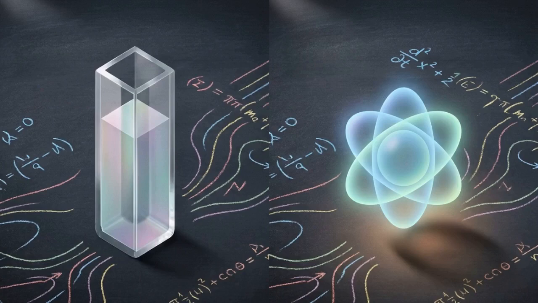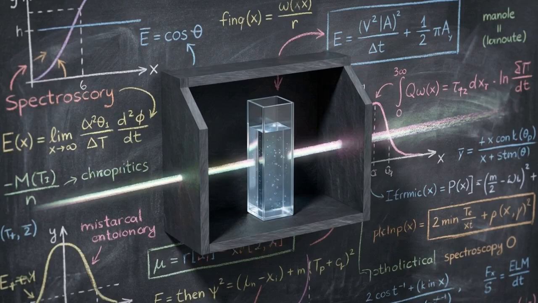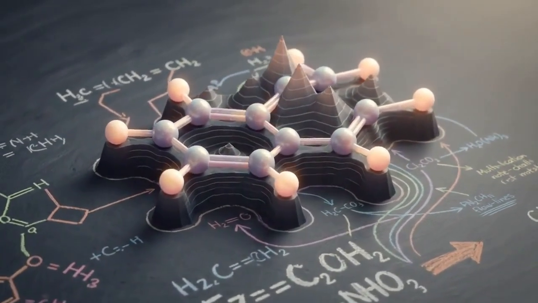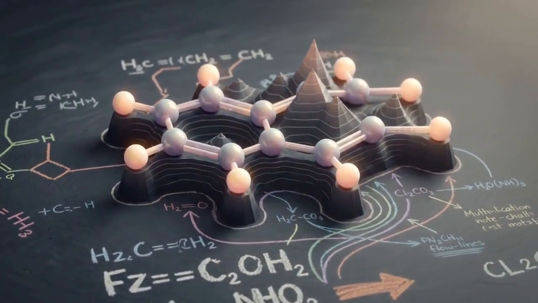UV-Vis spectroscopy links macroscopic physics with quantum mechanics. By measuring how light dims as it passes through a cuvette, we generate a highly precise topographical map of a molecule's structure, its concentration, and its dynamic chemical environment.